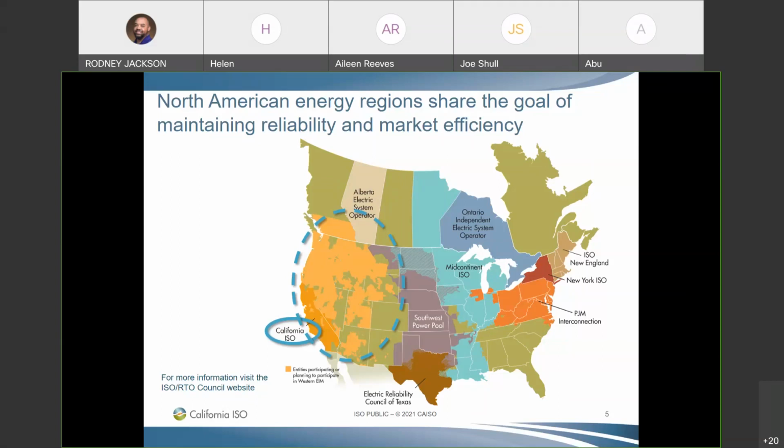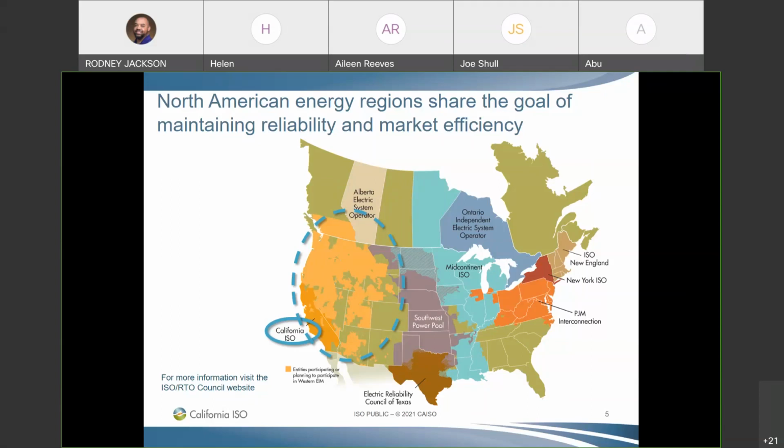Now, the California ISO is one of the entities that resides in a regional area known as the Western Interconnection. Though the ISOs and RTOs have different ways of operating their grids and markets, we all participate together in the ISO RTO Council, and that's committed to work together to build a smarter and more efficient grid that is prepared to meet the North American market and consumer needs.